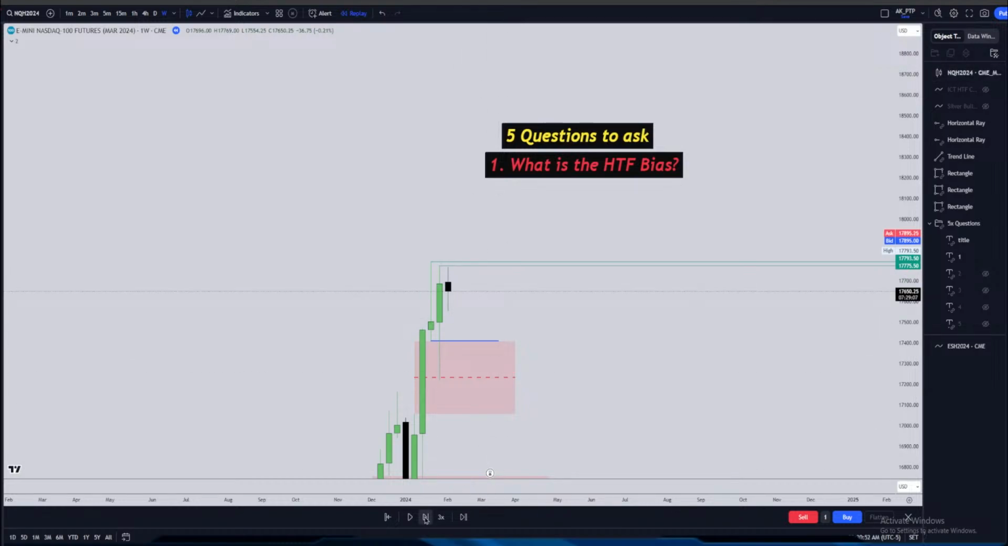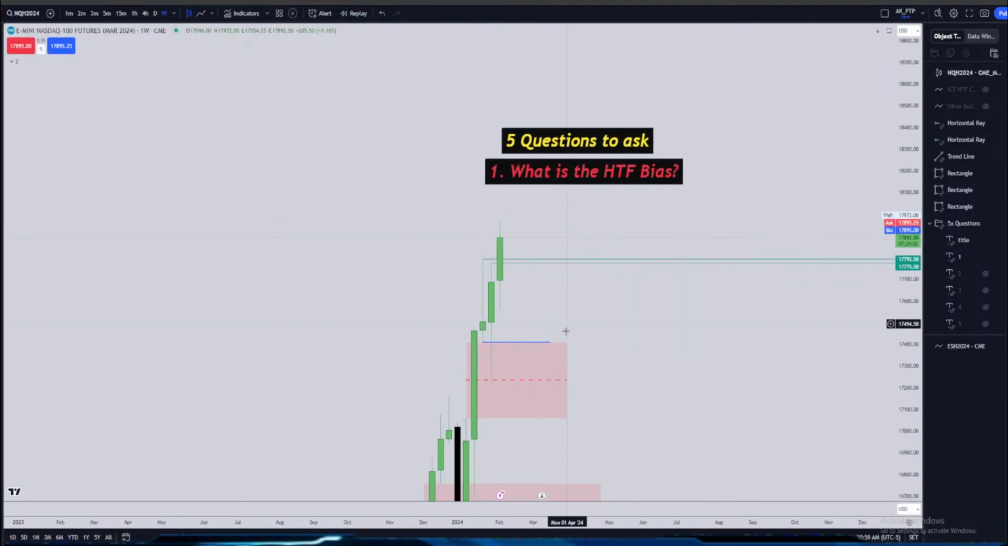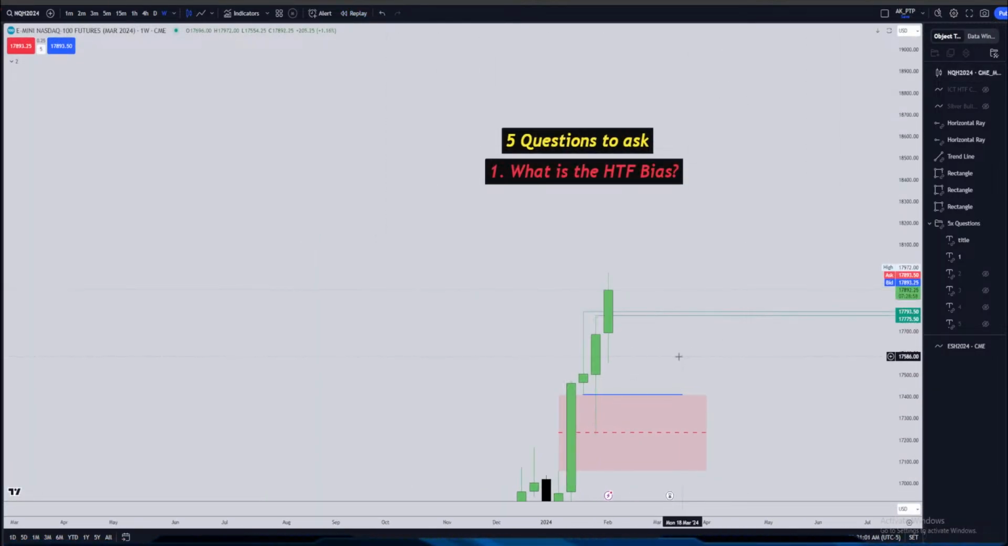If I'm not wrong, what's happening? Oh, okay, so it's a weekly candle, so I need to exit out of that replay mode because it's in 3x. So that's exactly what the liquidity market took.